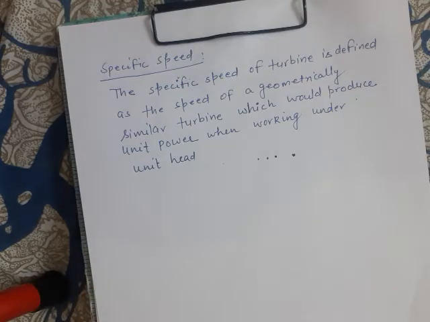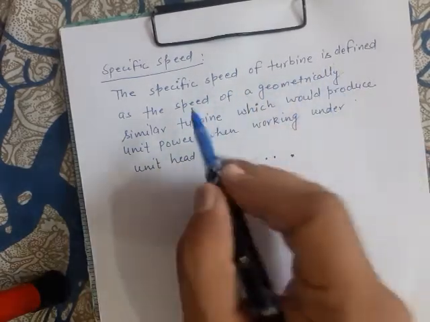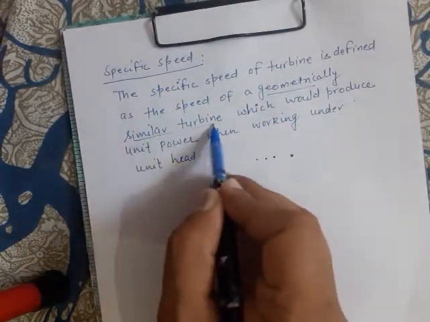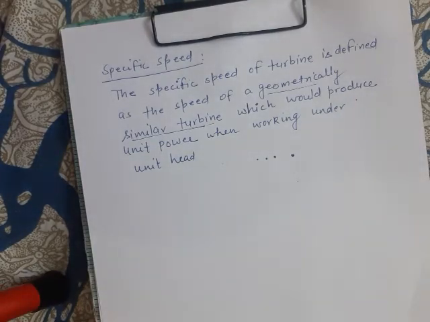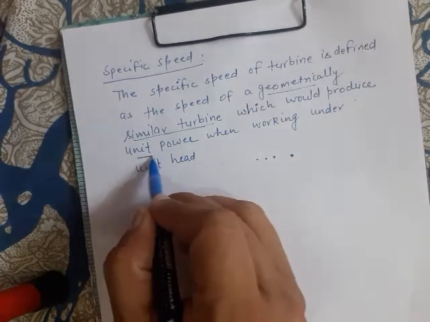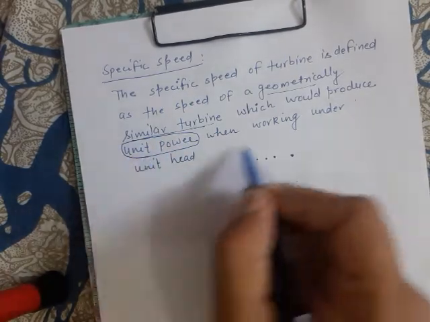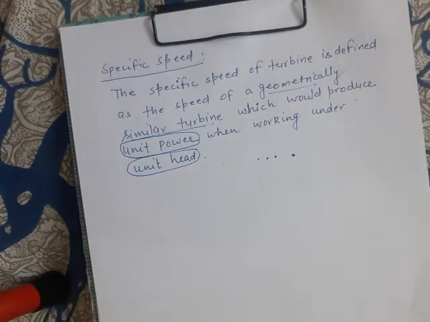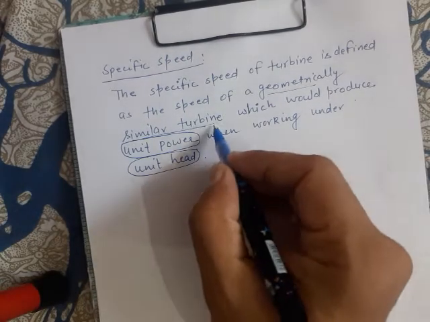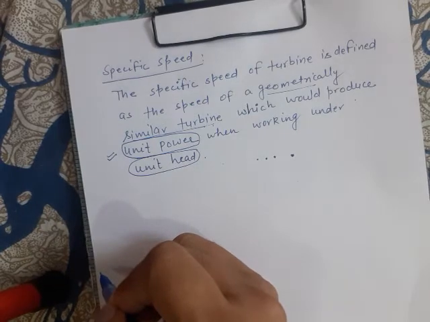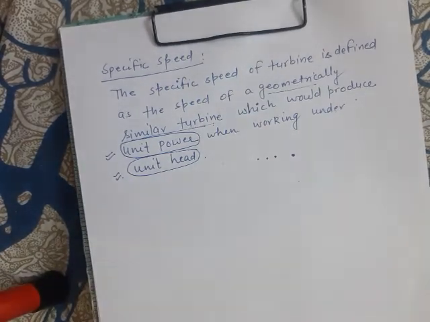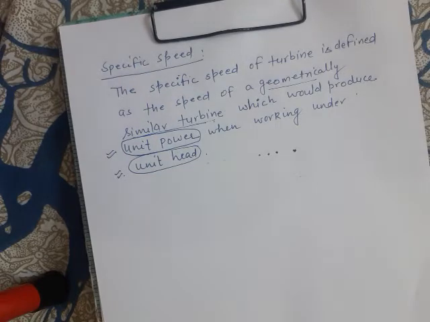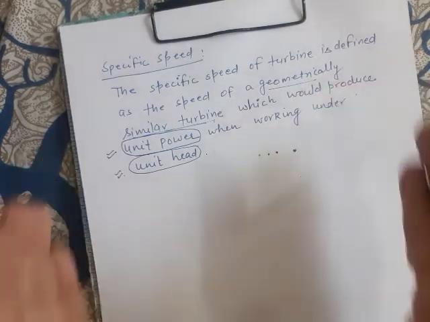Please note, the specific speed of a turbine is defined as the speed of a geometrically similar turbine which would produce unit power when working under unit head. So this is a simple definition of specific speed, that is, the specific speed of a turbine is defined as the speed of a geometrically similar turbine which would be producing unit power while working under unit head. So this is the basic definition of specific speed. Now let us derive an expression for the specific speed using this particular definition.